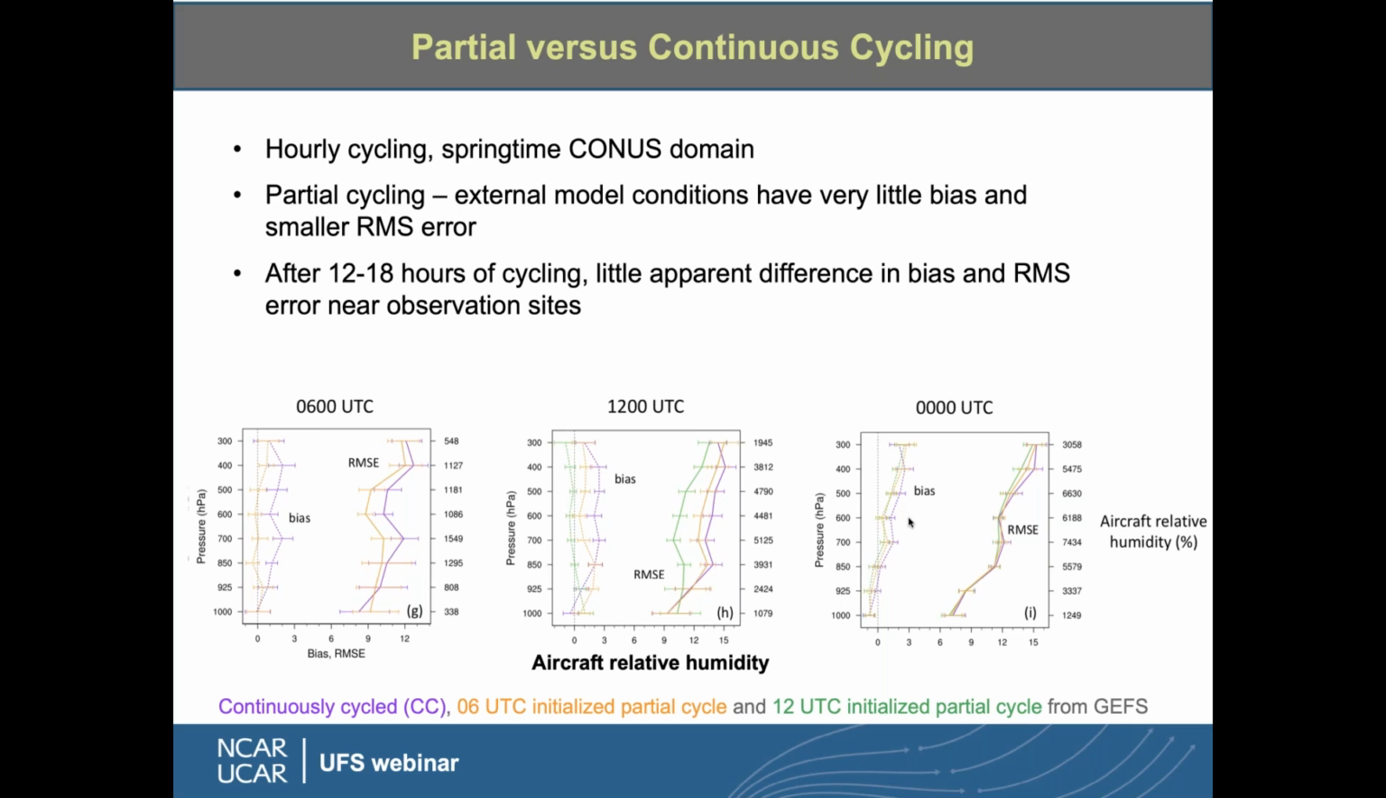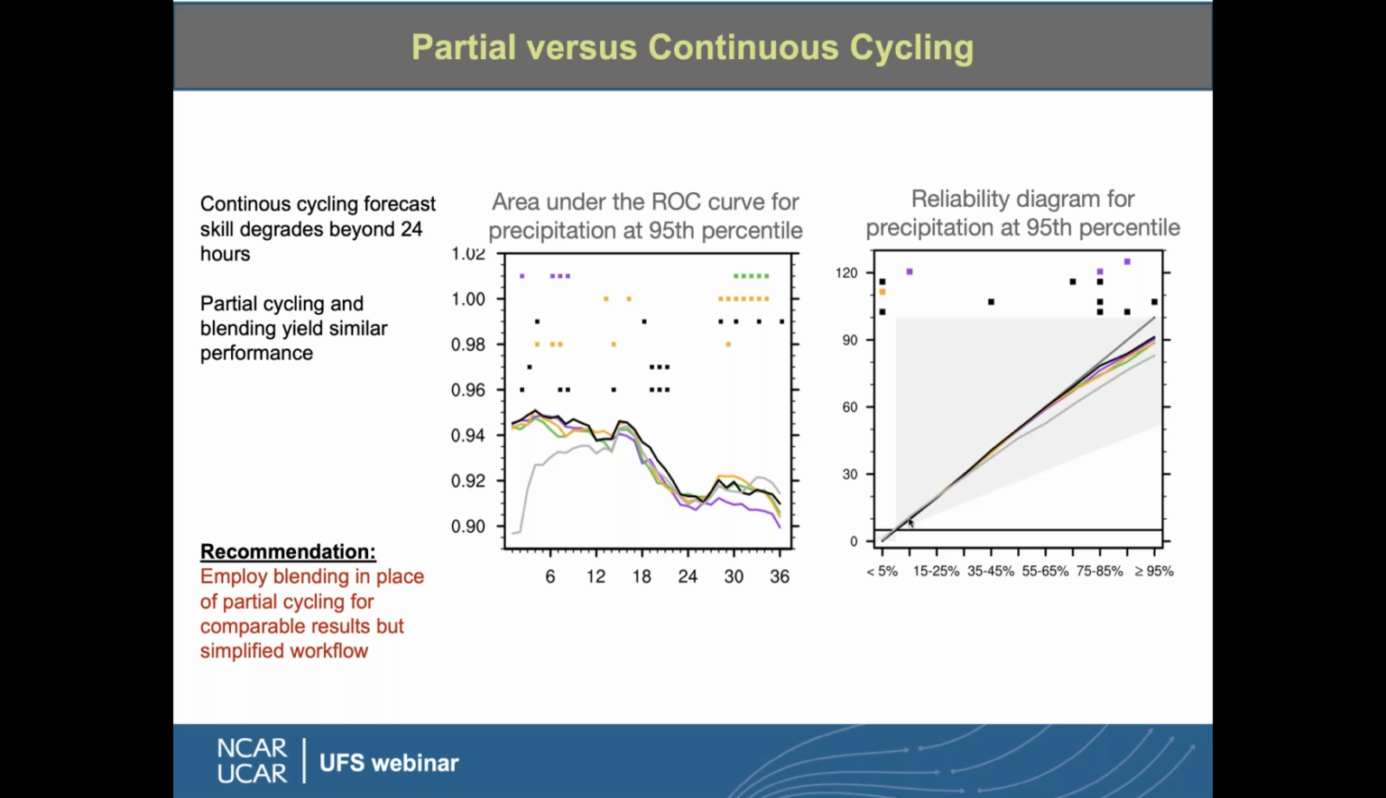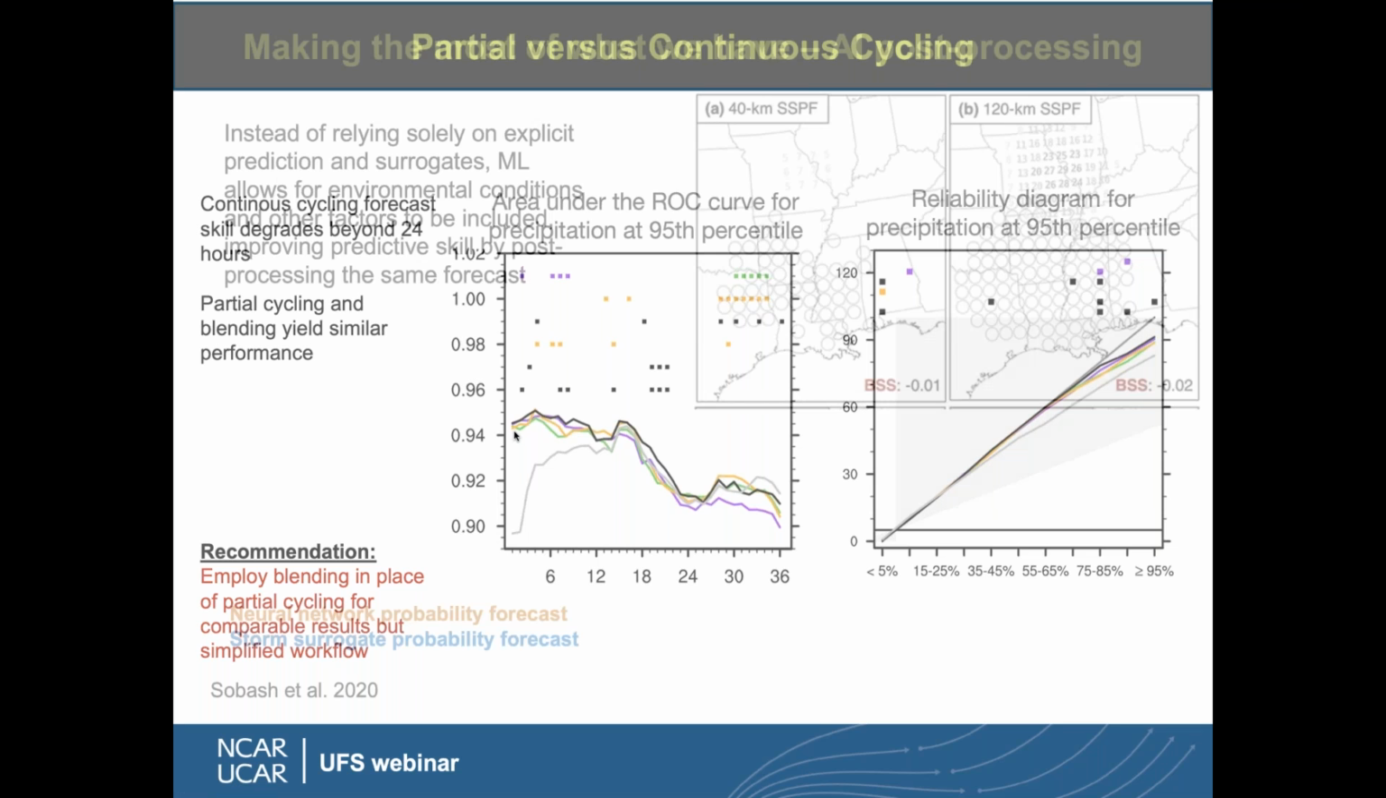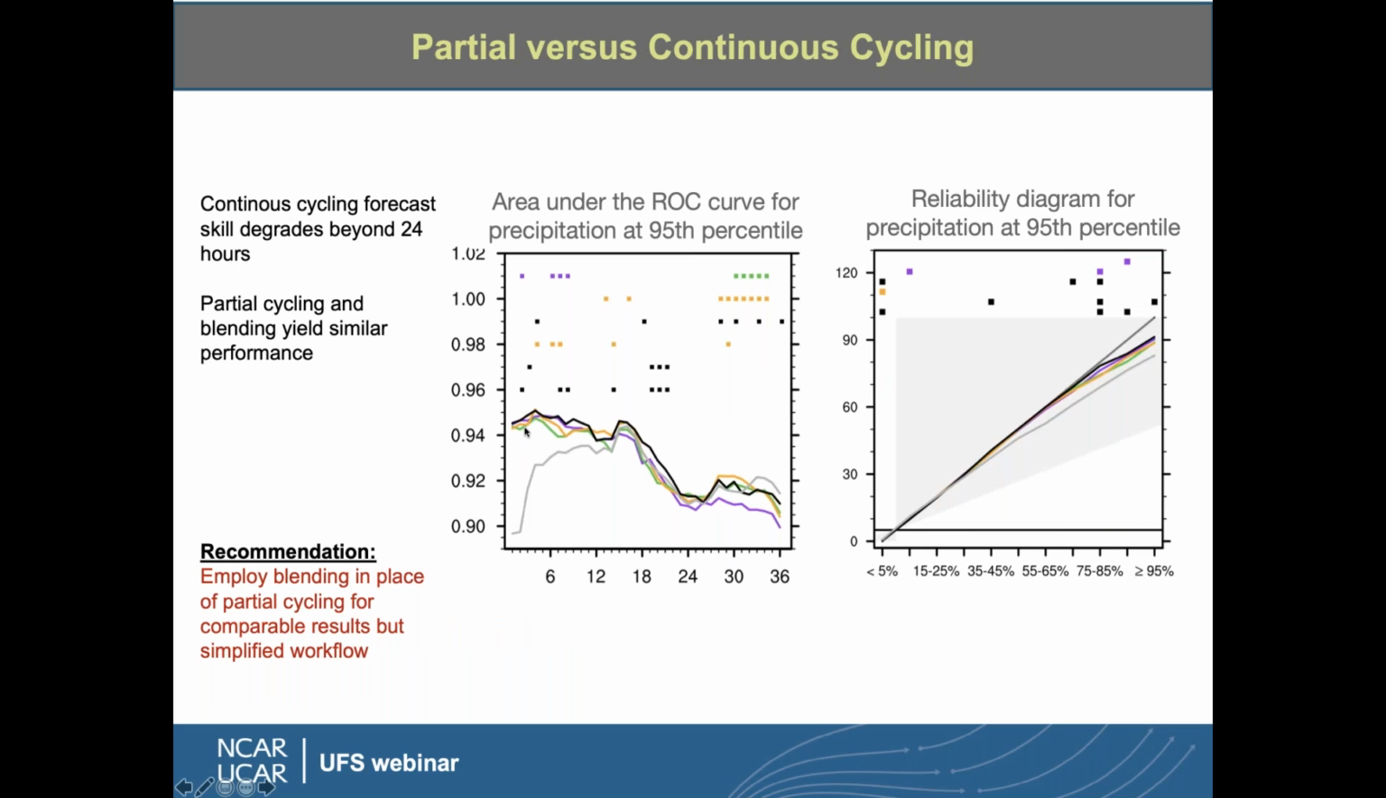So what does any of this mean? Let's look at forecast skill. Again, in this case we're doing area under the ROC curve, but the same basic idea: larger values are better. You can see there's a bunch of little lines on here, and for some reason the legend's missing. The different partial cycling ones are shown in orange and green. The orange was from 6 UTC, the green was from 12 UTC partial cycling, and the purple was our continuous cycling. Just like what we saw before, there's a drop off in the continuous cycling, particularly beyond 24 hours, where those are just less skillful.